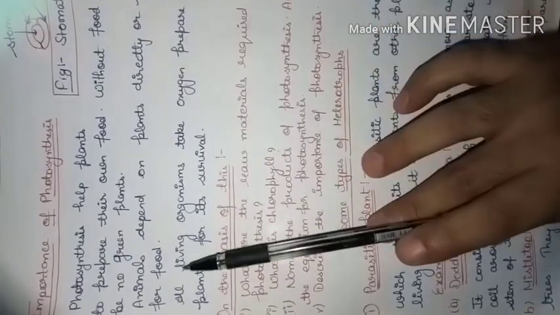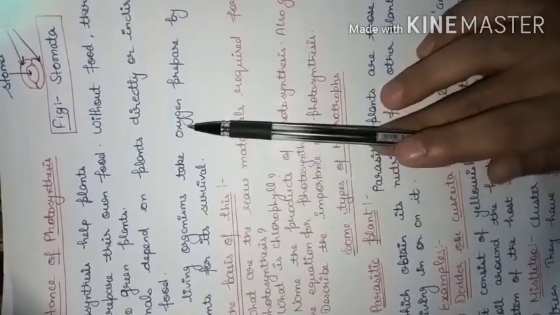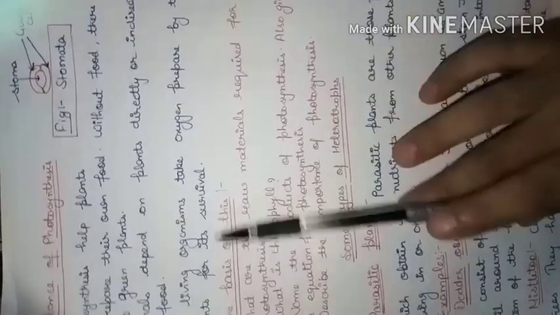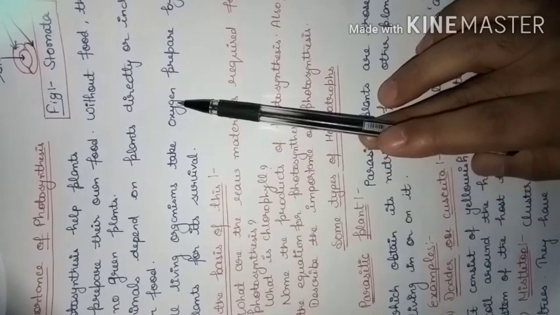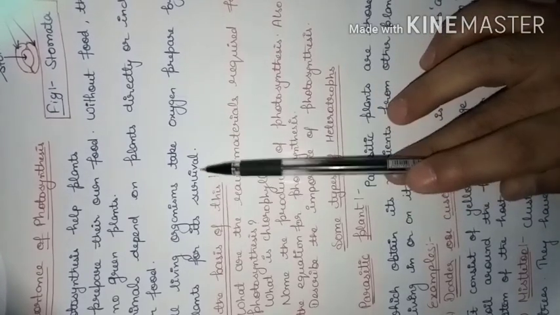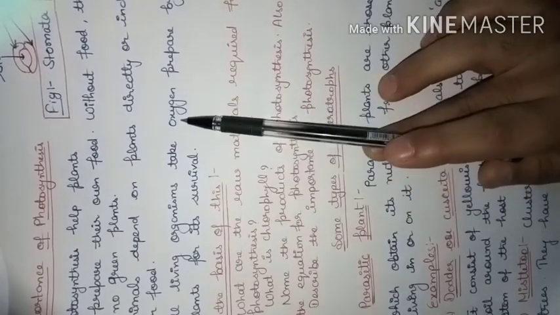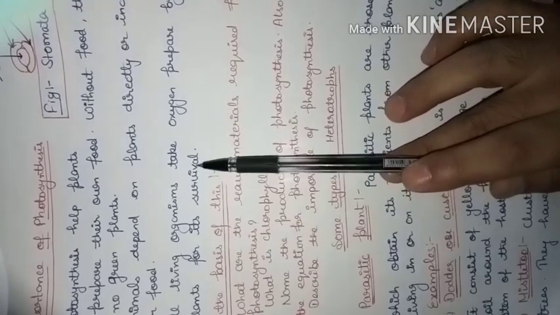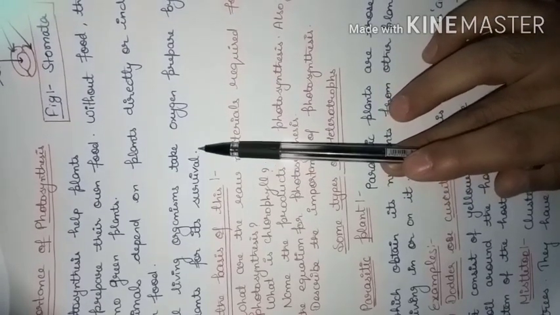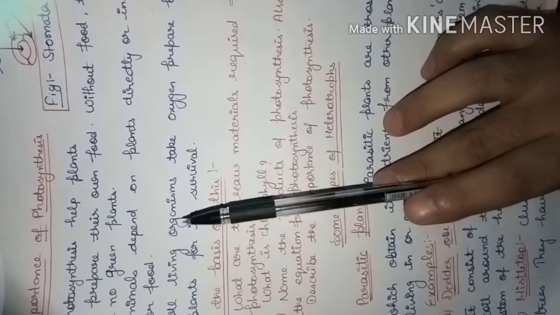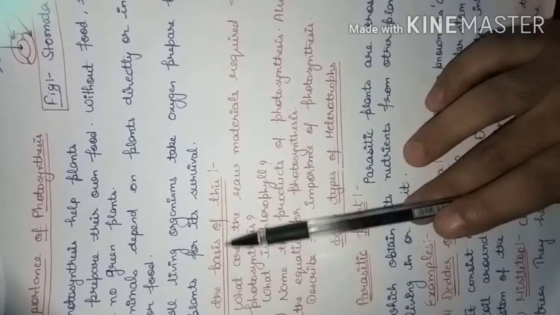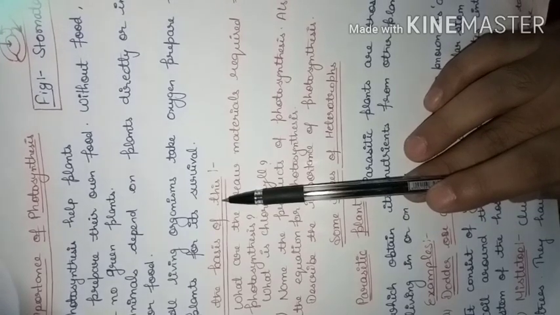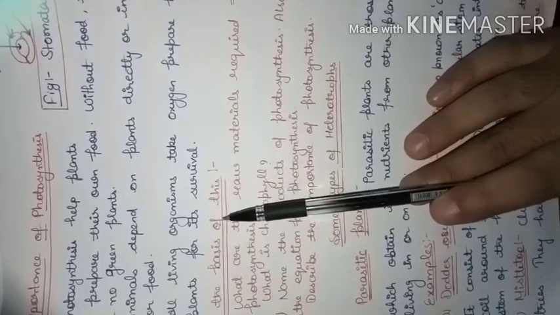Now the third importance is all living organisms take oxygen prepared by the plant for their survival. Without oxygen no living organism can survive. So oxygen is very much essential for all the plants, animals and human beings. It is very important. Now on the basis of these notes we can answer these questions.